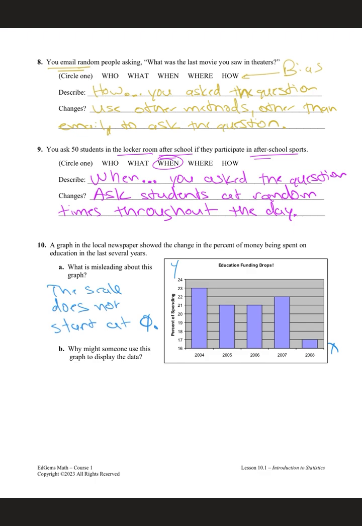And then B, it says, why might someone use this graph to display information? They might use it for a lot of reasons, but if you look at the bars from 2004 all the way to 2007, it looks like the educational funding is pretty good. And then all of a sudden, you see this huge precipitous drop from 2007 to 2008. Sorry about the bird in the background. So one reason why someone might use this data is to exaggerate the drop in funding.